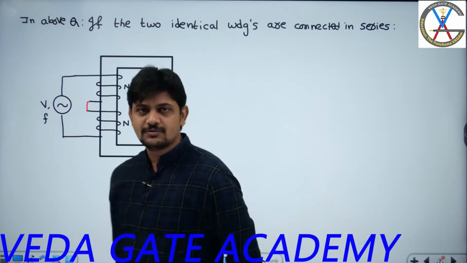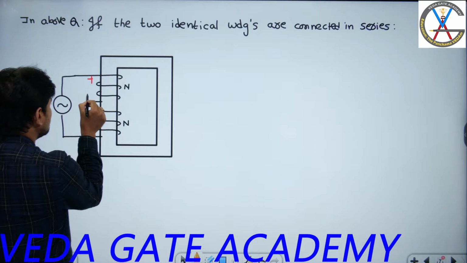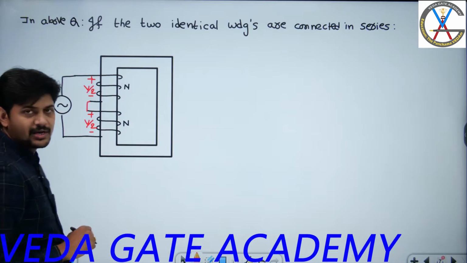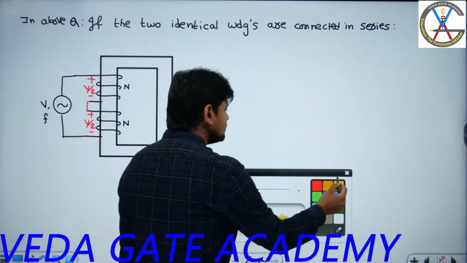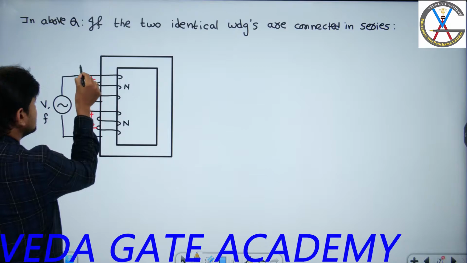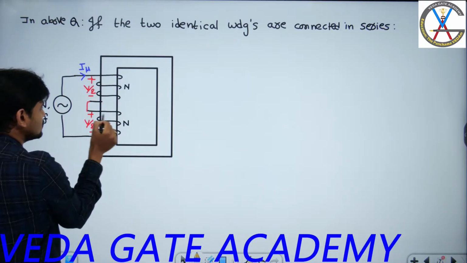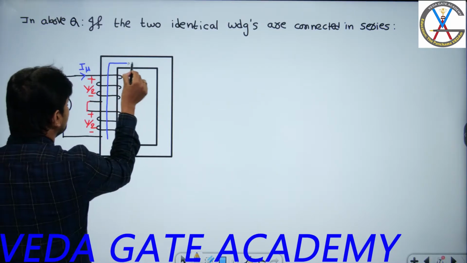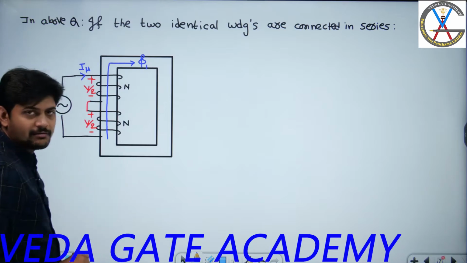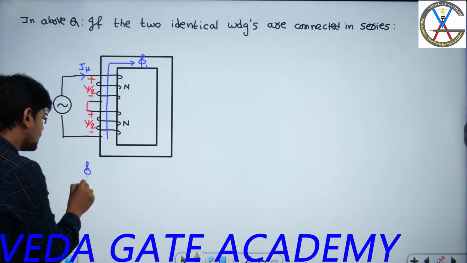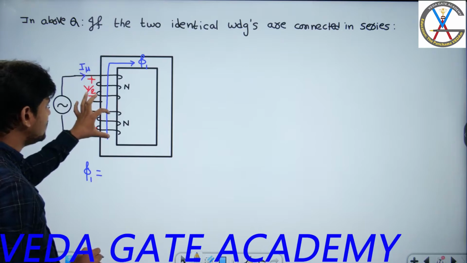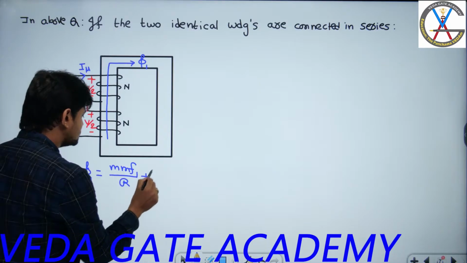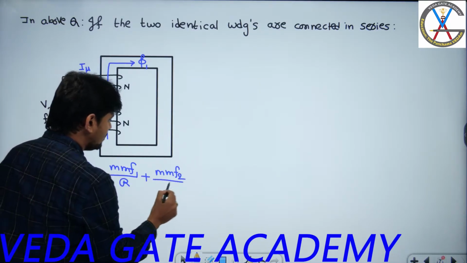So if I am applying a voltage V, the voltage induced across this one winding is V by 2, and the voltage induced across this other winding is also V by 2, because they are two identical windings. Now if the magnetizing current drawn by the first identical winding is I mu, the same I mu will also flow through the second identical winding. Let us assume the total flux produced with this setup is phi 1. Phi 1 is equal to the mmf due to the first winding divided by reluctance, plus the mmf due to the second winding divided by reluctance.